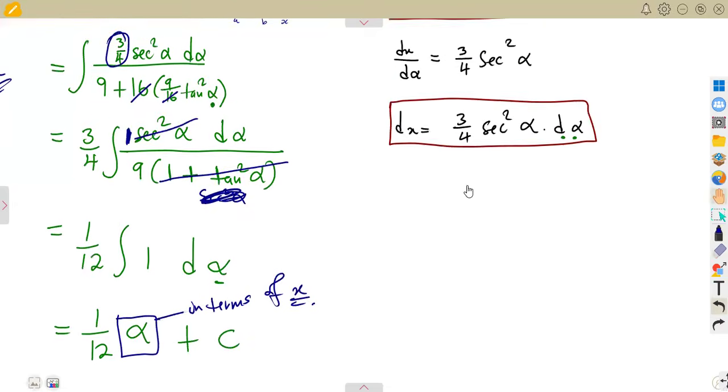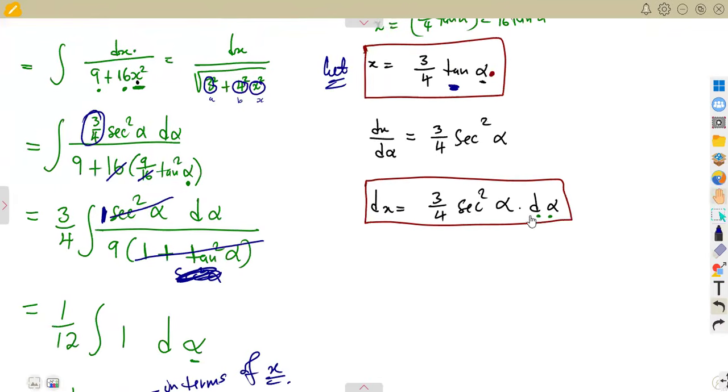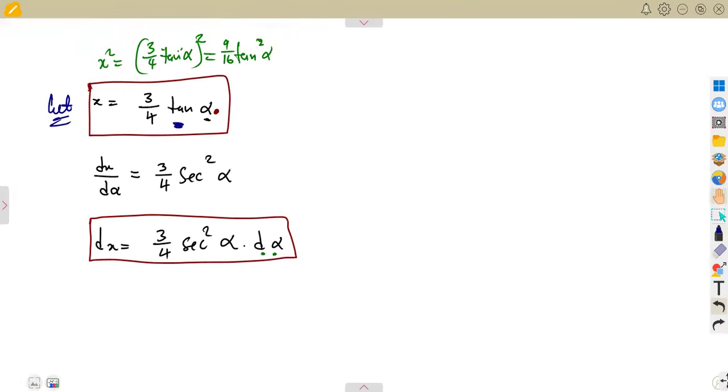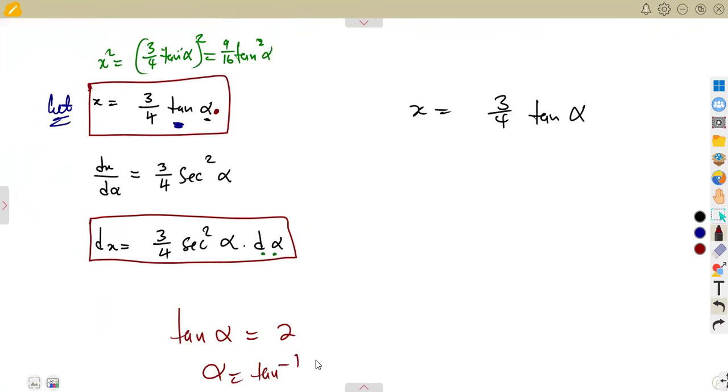So from the previous case that we had, we are saying x is equal to this. So let us find alpha from there. If x is equal to 3 over 4, the tan of alpha. What is alpha? Okay, think of your trigonometry on its own. If you're given that tan alpha is equal to 2, how do you find alpha? Alpha is equal to arctan of 2.